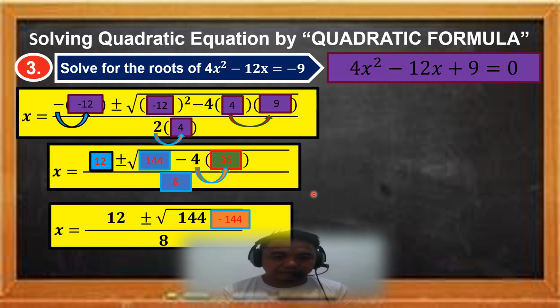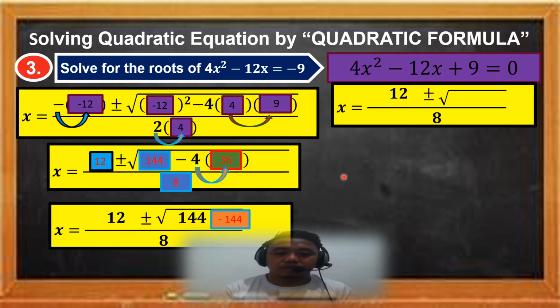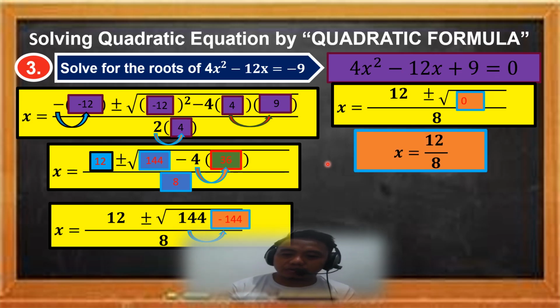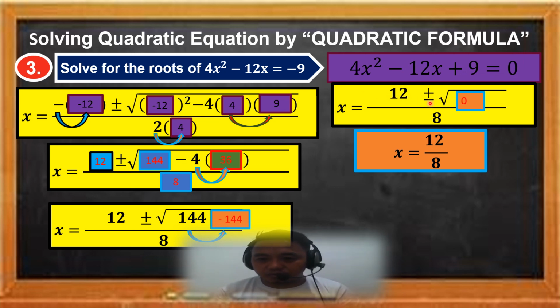Subtract natin yan. So, that is equal to 0. Again, ano nga uli yung square root ng 0? May square root ba yung 0? Of course, meron. Ang square root ng 0 ay 0. So, kaya, meron tayong 12 plus 0 na lang to. 12 minus 0 is 12 pa rin. 12 plus 0, 12 pa rin yun.